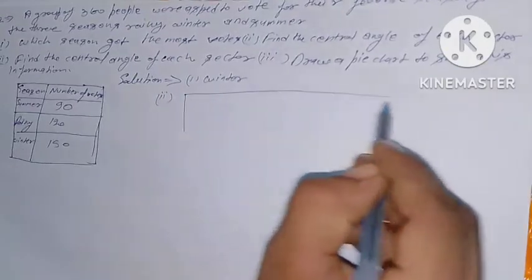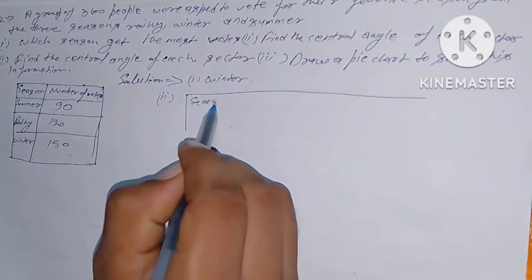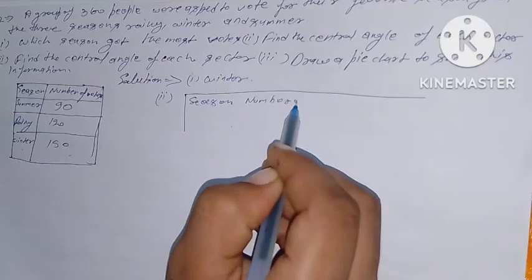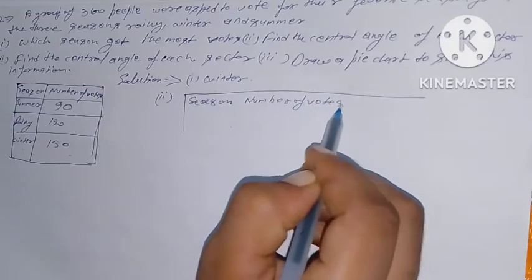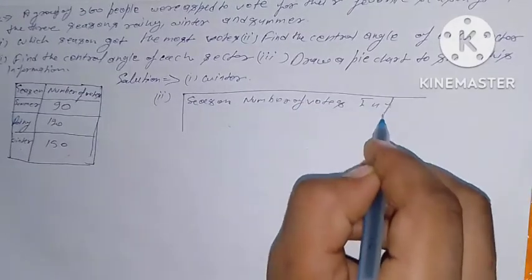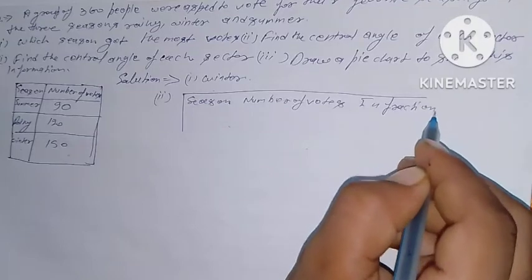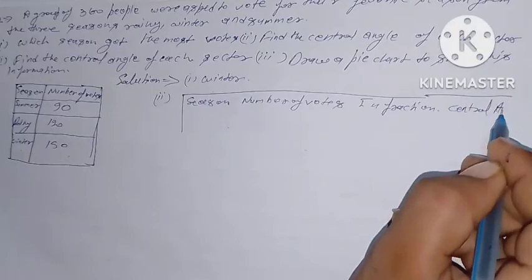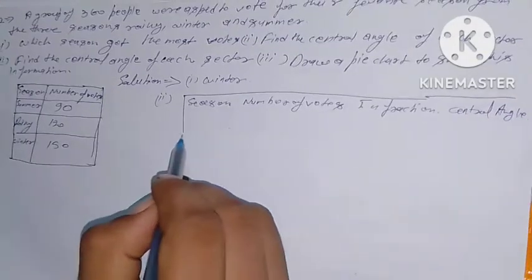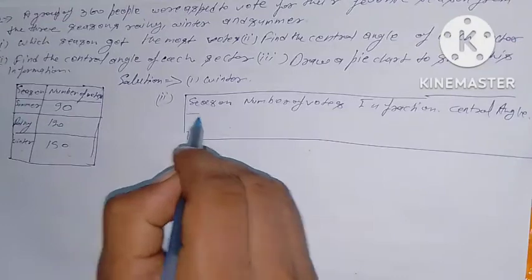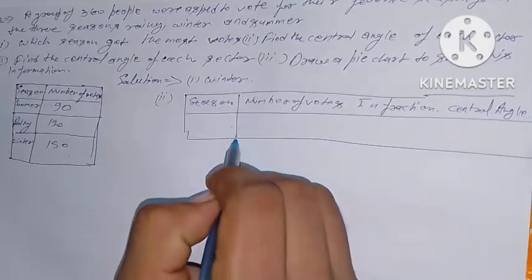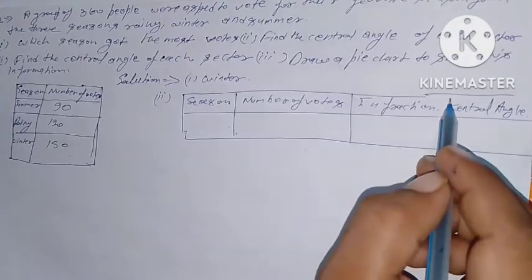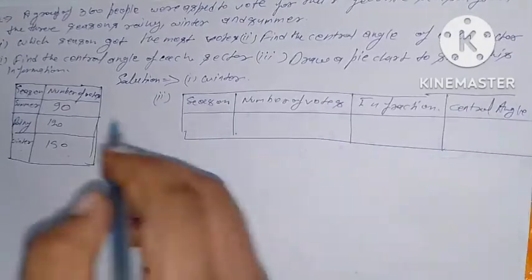Then this is the season, this is the number of votes, this is the fraction, and this is the central angle.